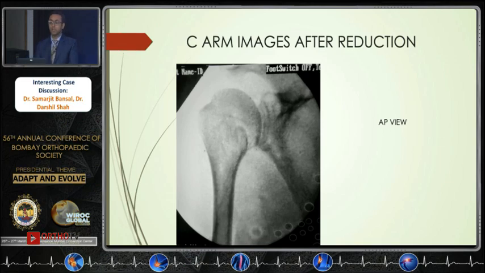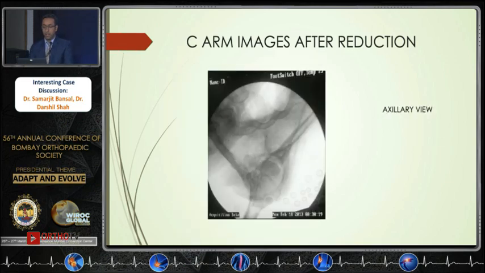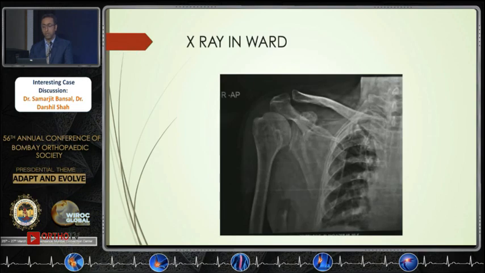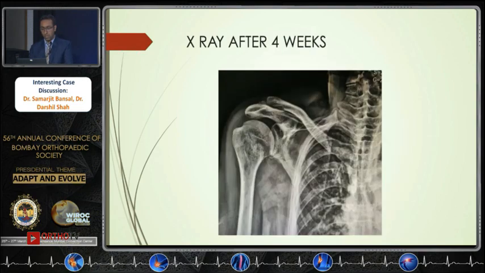So these were the C-arm images immediately after the reduction before strapping. This is the AP view, and there is an axillary view showing the reduced shoulder. After the strapping was applied, the patient was shifted to the ward, and this X-ray was taken in the ward in the evening, showing a reduced shoulder. The strapping was continued for a period of 4 weeks, and it was changed once at the end of 2 weeks under supervision. The strapping was removed after 4 weeks, and this is the last X-ray which was taken.